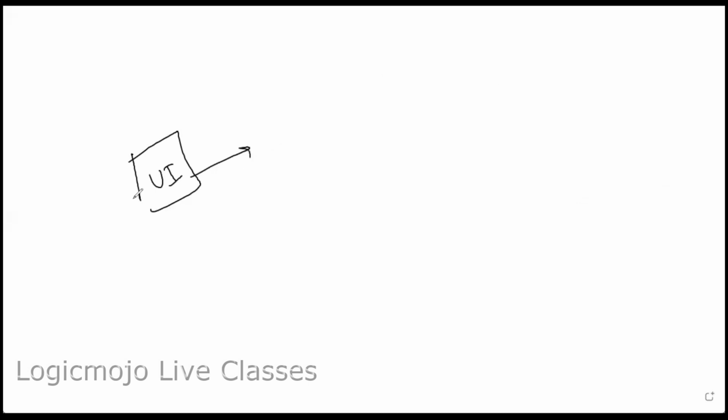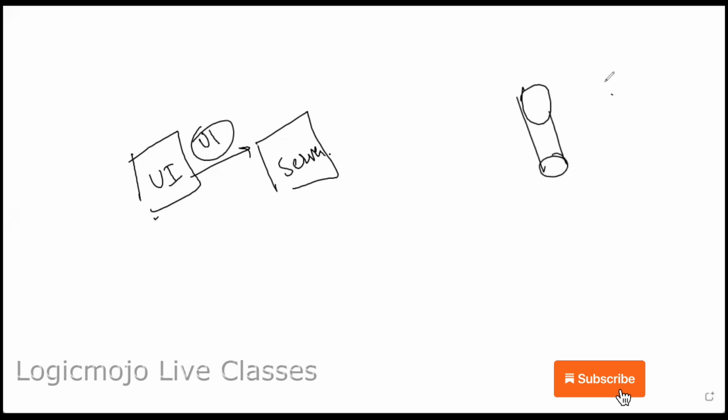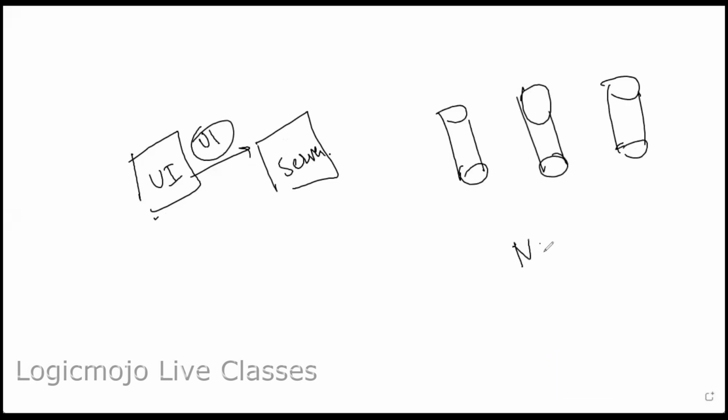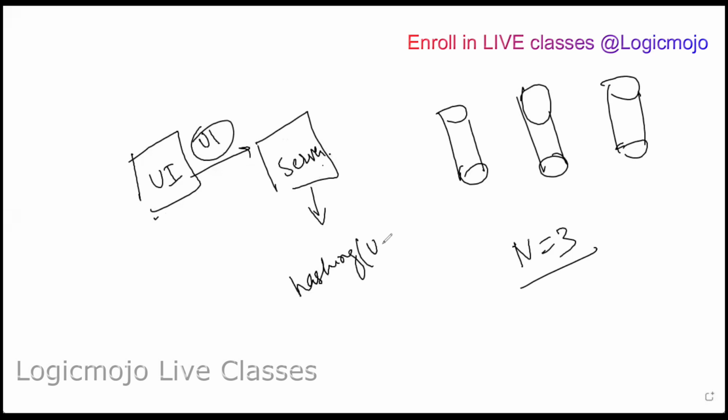So you have a UI, and you are trying to store details for user U1, okay? This came to the server. And there are three databases, okay? I need to evenly distribute the data on these three databases. So the database count is 3. What I'll do here is apply a hash. That's why I talked about hashing, guys. So I'll apply hashing on U1. I'll get some random number, okay?